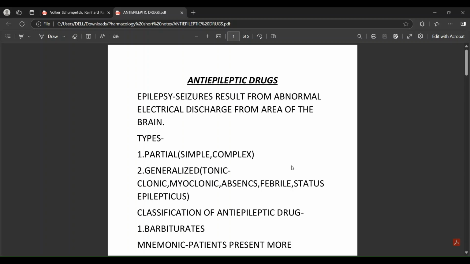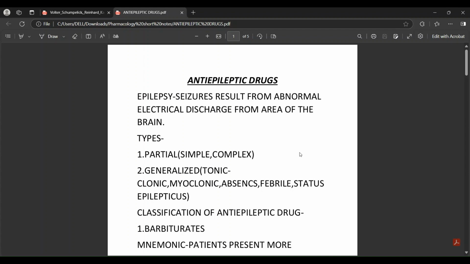Antiepileptic drugs. First, you have to know what epilepsy is. Epilepsy is when there is a formation in your cerebrum that discharges abnormal electrical impulses, and they cause contraction of your muscle for a short or long period of time. Normally we call this a fit. So this is what is happening.